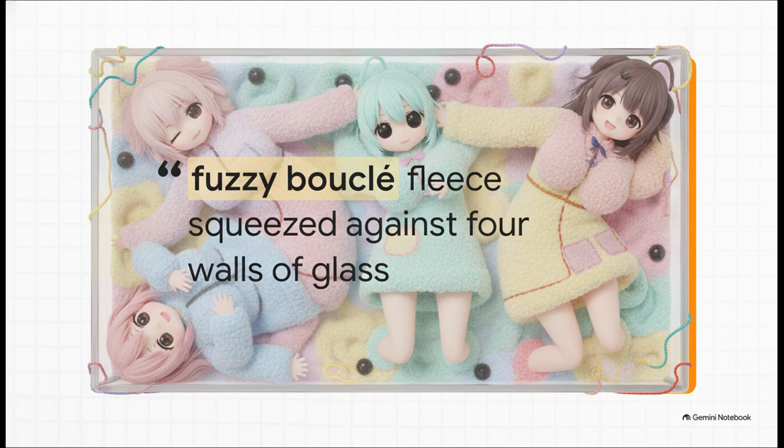The fwair-me bot effectively does this exact thing to your profile picture. It translates your personal digital identity into physical-looking textures. We're talking soft fabric, felt applique, embroidery, and those glossy black plastic bead eyes with the two little white highlights. Everything gets converted into, quote, fuzzy boucle fleece squeezed against four walls of glass. It's hilarious. It's really visually striking. And underneath it all, it's actually powered by some seriously clever code.